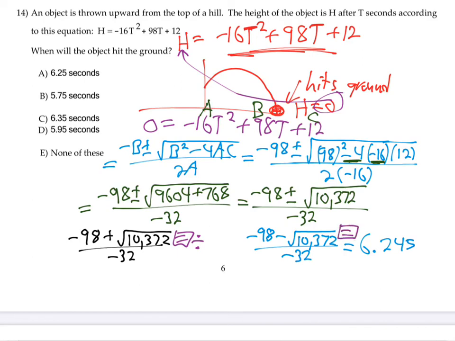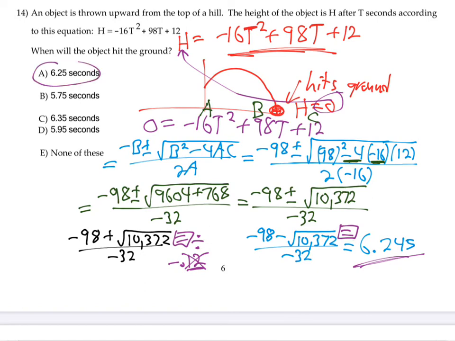So the other one, let me see how I get 98 plus square root of 10,372. I'm getting, this other one, negative 0.12. That's a baloney answer because that's back in time, right? Negative time, that can't happen. Math goes beyond reality. So the real answer is this, 6.245.